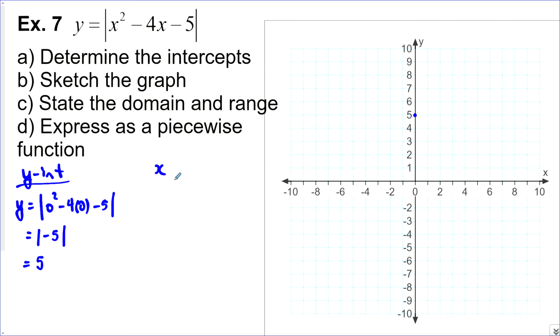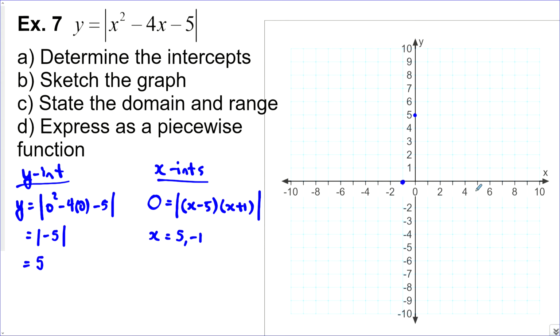Next we'll find the x-intercepts. So that would be when y is 0. And let's factor this to find them. x minus 5, x plus 1. That means that our x-intercepts are at 5 and negative 1. Those are the two values that will make this equal to 0.